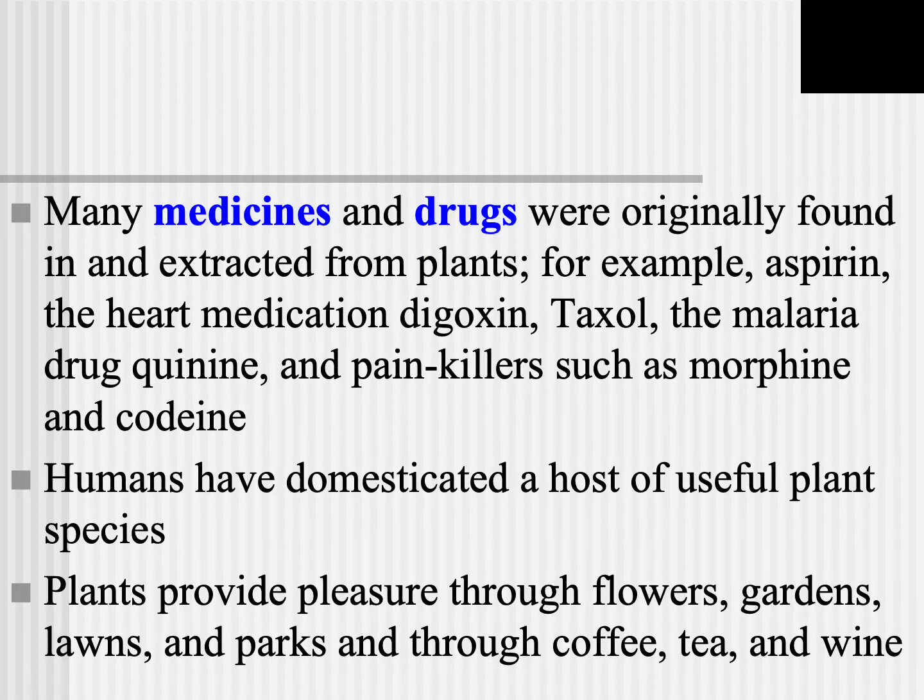Many medicines and drugs are originally found in and extracted from plants. For example, aspirin, the heart medication digoxin, Taxol, the malaria drug quinine, and painkillers such as morphine and codeine.